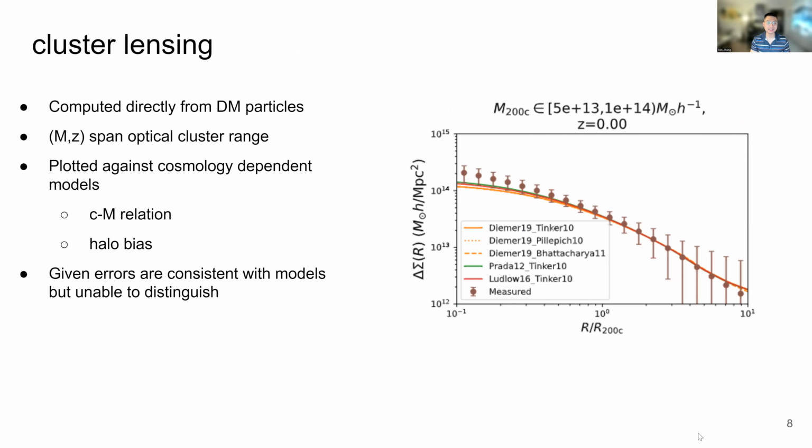The second ingredient is the delta sigma lensing signal measurements. This is directly computed from dark matter particles. We span mass and redshift ranges spanning optical cluster ranges. Here plotted is a sample mass and redshift bin showing the measurements of delta sigma with theoretical predictions using different mass and concentration relations and halo bias models. We find that these models are consistent with our measurements, but the error bars are too big for us to distinguish between different models.